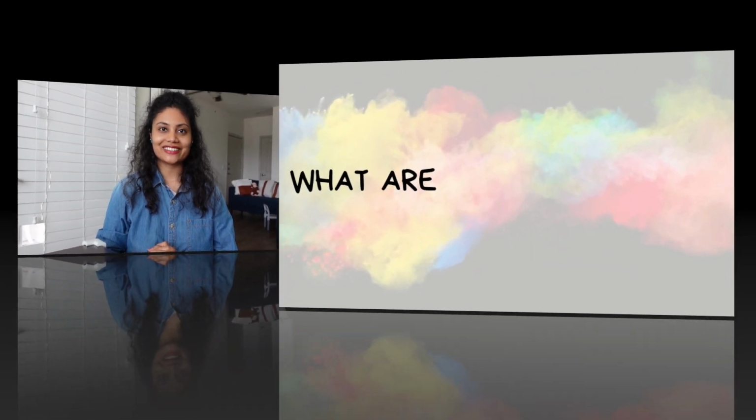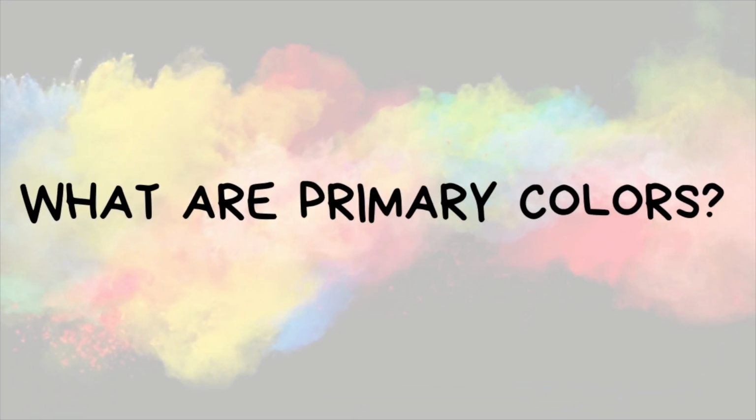Now I'm going to talk about primary colors. What are primary colors? Primary colors are the basic colors that can be mixed together to produce any other colors. But primary colors cannot be made by mixing any other colors together. So we have three primary colors: red, yellow, and blue.